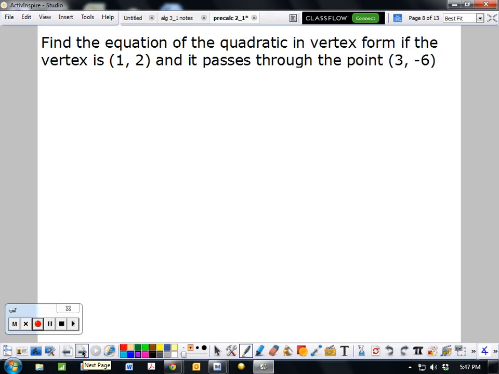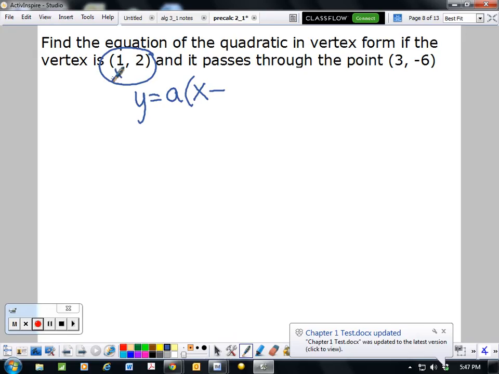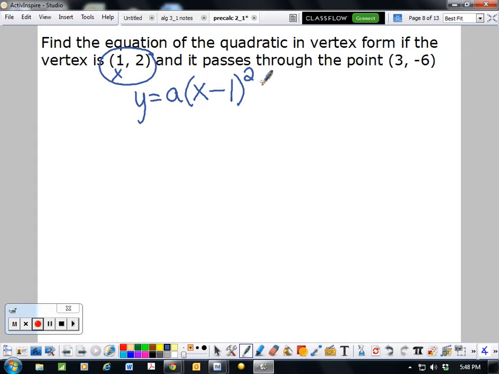Okay, so our next step is we're now going to talk about how to write the equation when you have the vertex and then just one point on the graph. So we're going to start with our vertex and then our vertex form. So my equation is y equals a times x minus the x value of my vertex. So the x value of my vertex is 1 squared plus the y value of my vertex, which is 2. So I plug that in there.